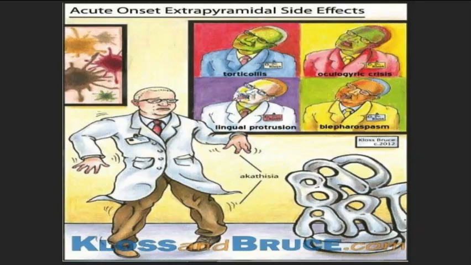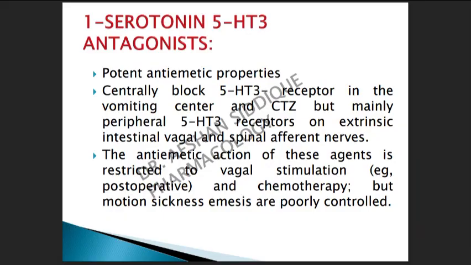Now come to the different classes one by one, which we have already discussed. We will discuss the main effectiveness as well as the main adverse effect and the main mechanism of action. For example, among all the classes of anti-emetic medications, serotonin 5-HT3, that is the specific receptor, and antagonists of these receptors are considered potent anti-emetic agents.